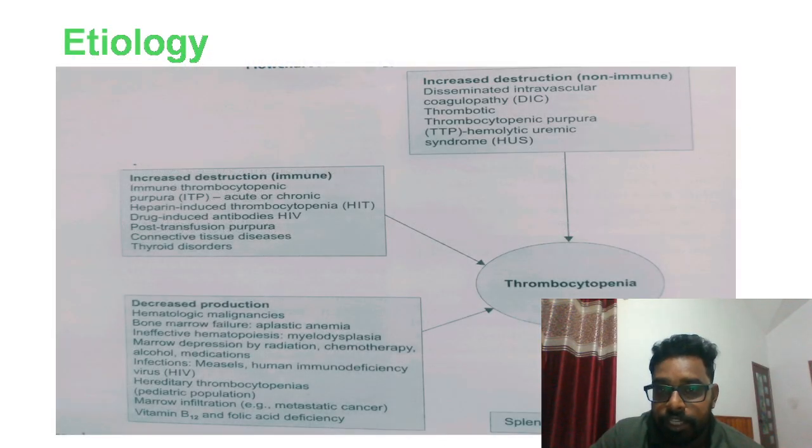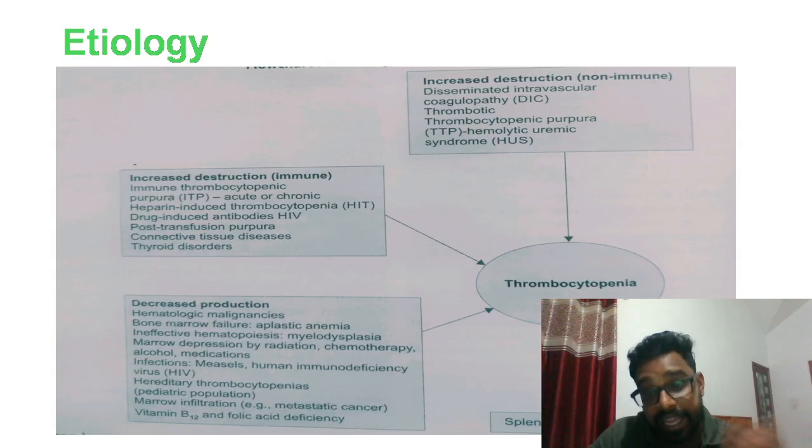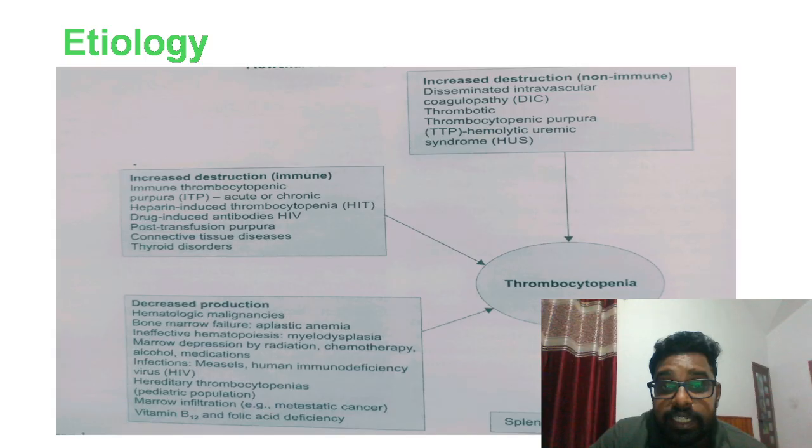Etiology of thrombocytopenia. There are two etiologies I will list down. First one is increased destruction and decreased production of platelets. That will lead to thrombocytopenia. The increased destruction can again be divided into two types. First one is immune and second one is non-immune. Okay, we can go through increased destruction, that is immune.